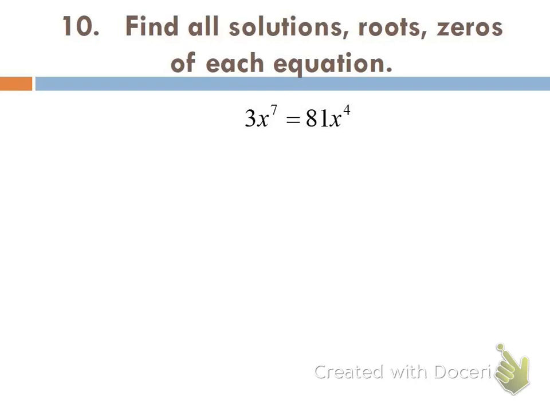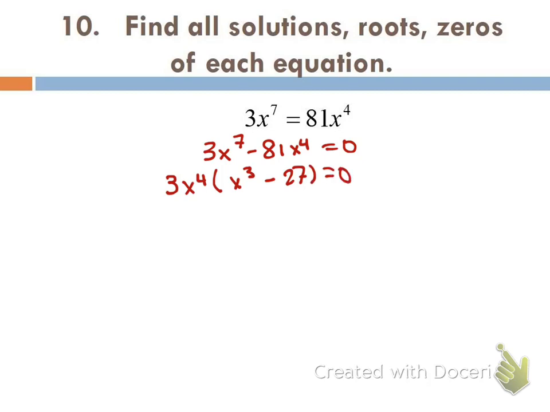So first I'm going to move the 81x to the 4th. So 3x to the 7th minus 81x to the 4th is equal to 0. I'm going to factor out my greatest common factor. It looks like I can take out a 3 and an x to the 4th. So we get x cubed minus 27. X cubed minus 27 factors a little further. So 3x to the 4th, it's perfect cube, so we get x and 3. We get x squared, 3x, 9. My signs are same, opposite, always positive.